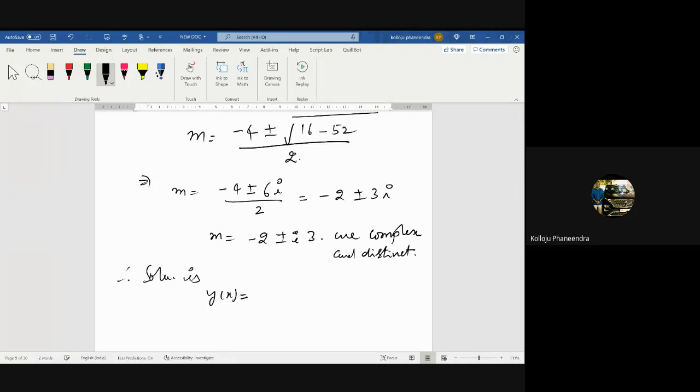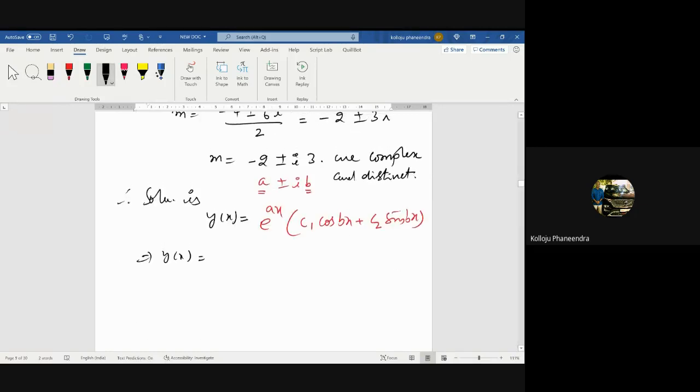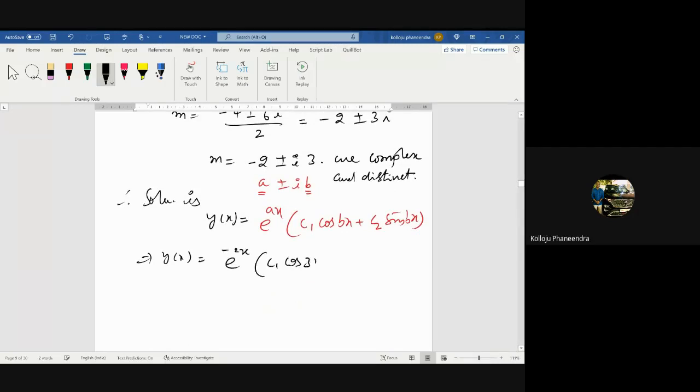y of x equal to, I told you a plus or minus ib means what? For the real part, you write e power ax. For the imaginary part, not repeated, so you write c1 cos bx plus c2 sin bx. So here the solution is y of x equal to e power minus 2x, c1 cosine 3x plus c2 sin 3x. This is the solution. This is about a problem with complex roots.